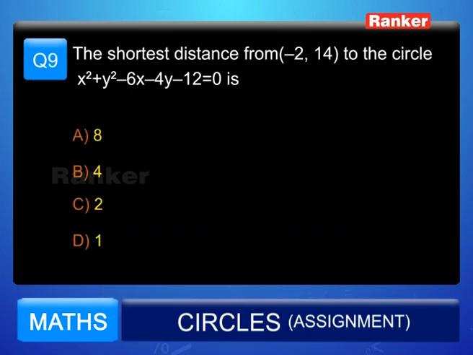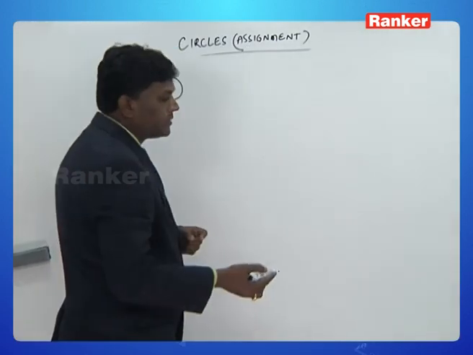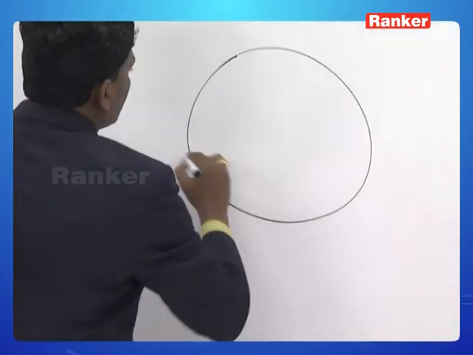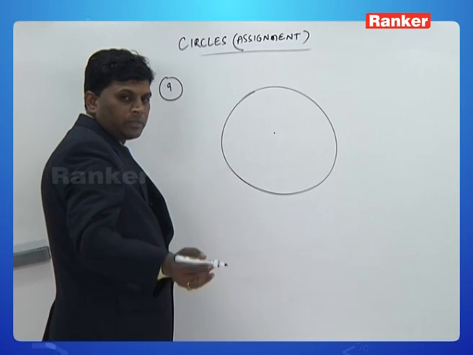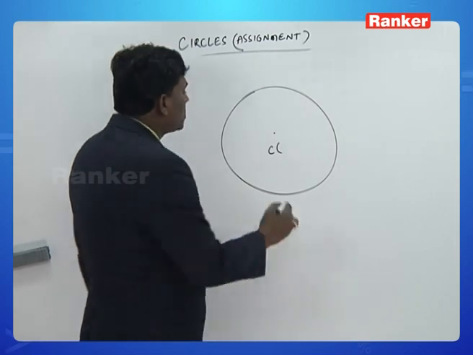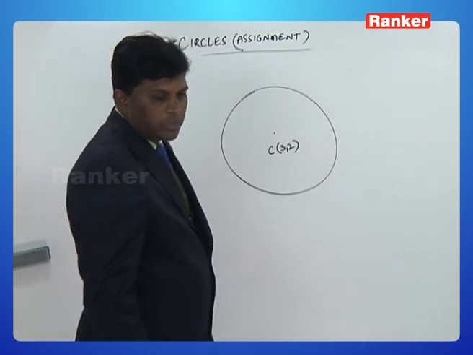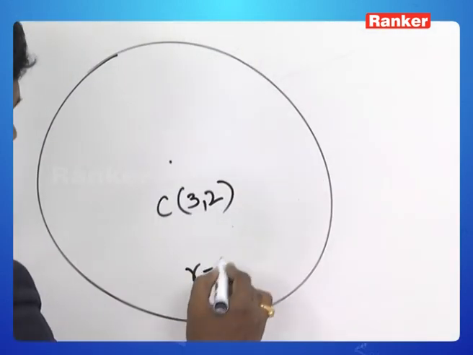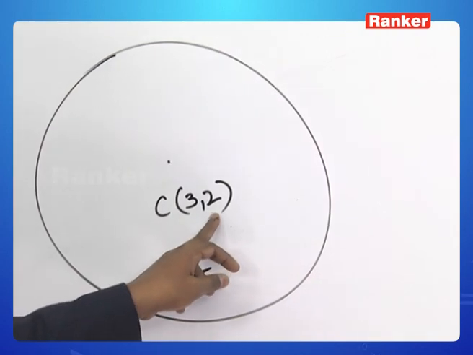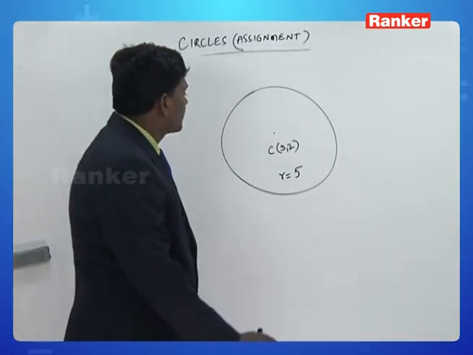Here a circle is given and a point is given. From the given point, we have to find out the shortest distance to the given circle. Let us take the circle here as S equal to 0, whose center is given as (3, 2). Center of the circle is (3, 2). Radius of the circle is square root of 9 plus 4 minus (minus 12), that is 25, under root is 5 units.